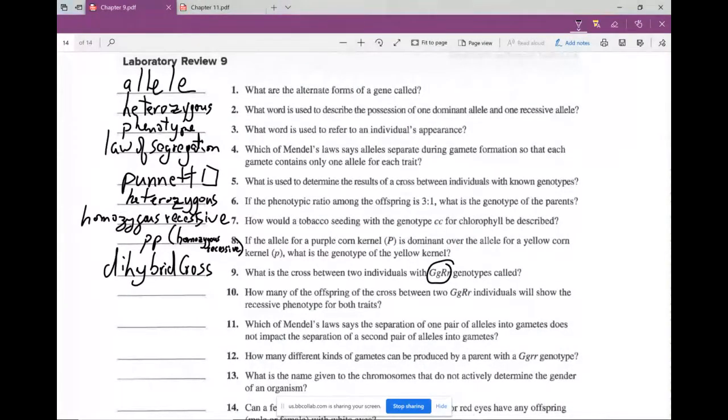How many of the offspring of the cross between two of these individuals will show the recessive phenotype? Right? Remember, the ratio is going to be 9 to 3 to 3 to 1. Only one. Or you can say 1 out of 16. One in 16 will show the recessive trait. Which of Mendel's laws says the separation of one pair of alleles into gametes does not impact the separation of a second pair of alleles? It's the law of independent assortment.